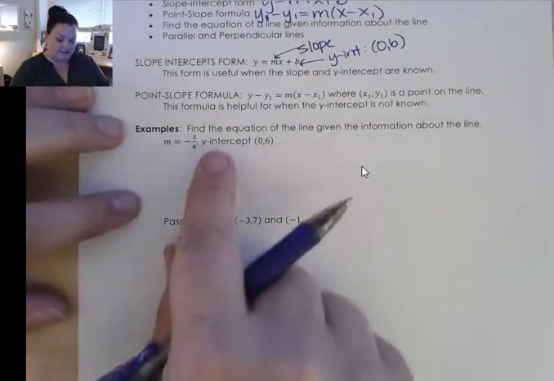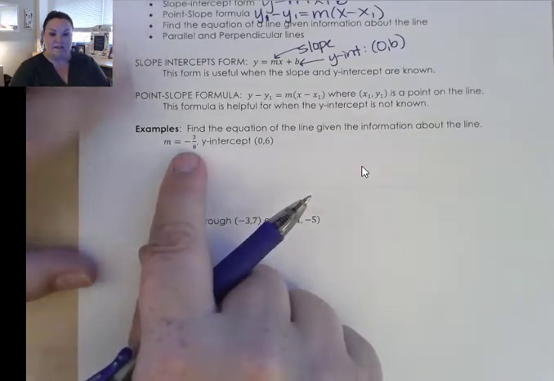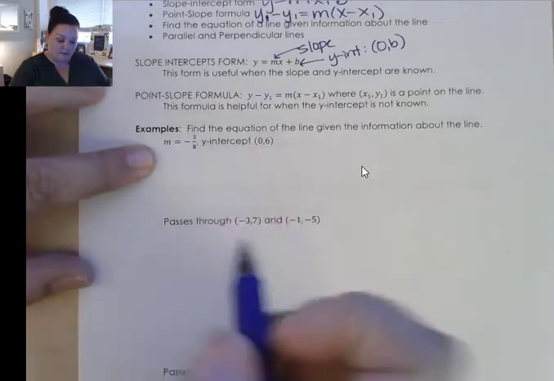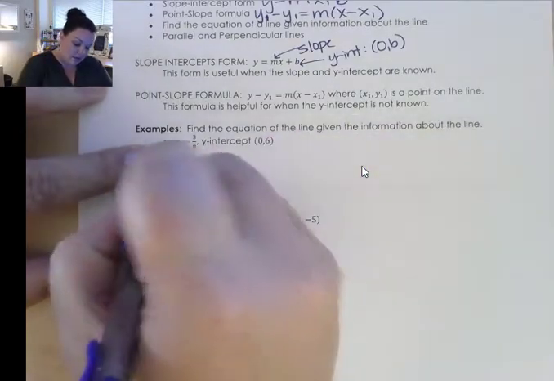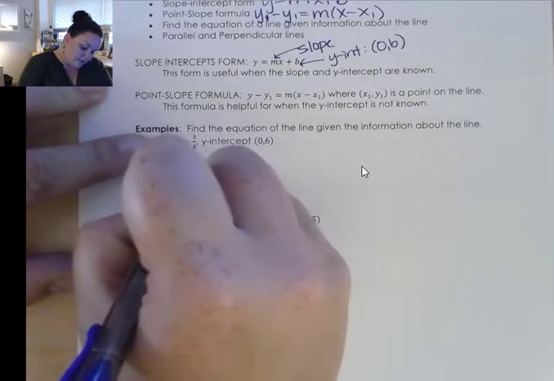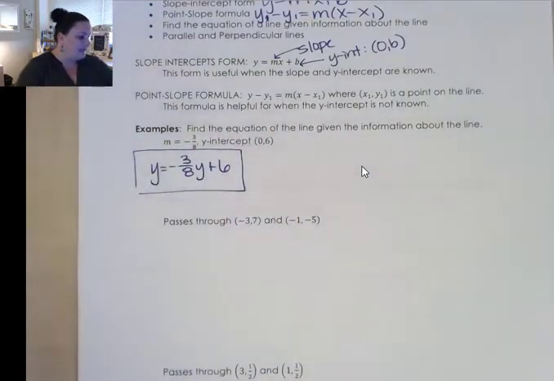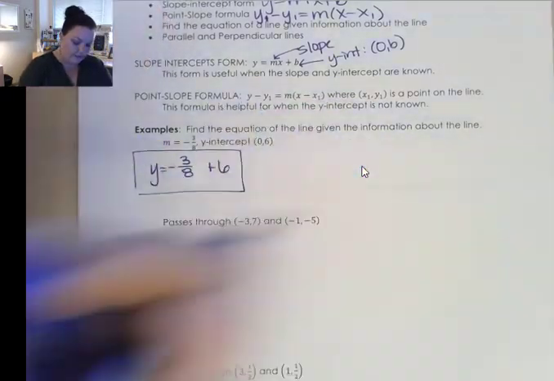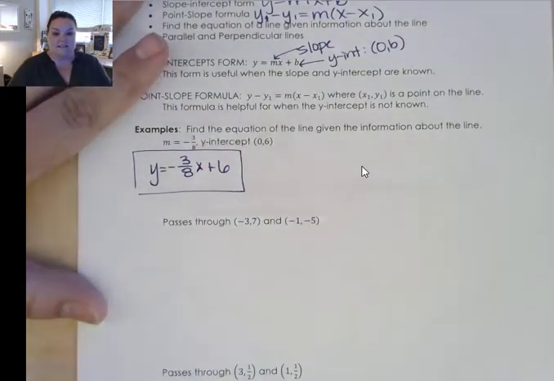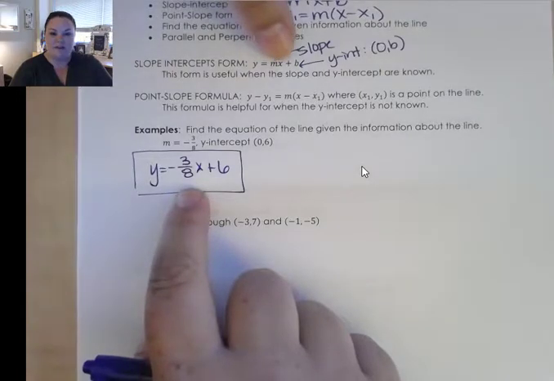So if you look at this first example, it says, find the equation of the line given the information about the line. Notice here they gave us the slope and they gave us the y-intercept. So if we know the slope and the y-intercept, we should be able to write it in y equals mx plus b form, right? So it would just be y equals negative 3/8 x plus 6. Oh my gosh, not y, x. I saw the y right above there and I just wrote it in my brain. Sorry about that.